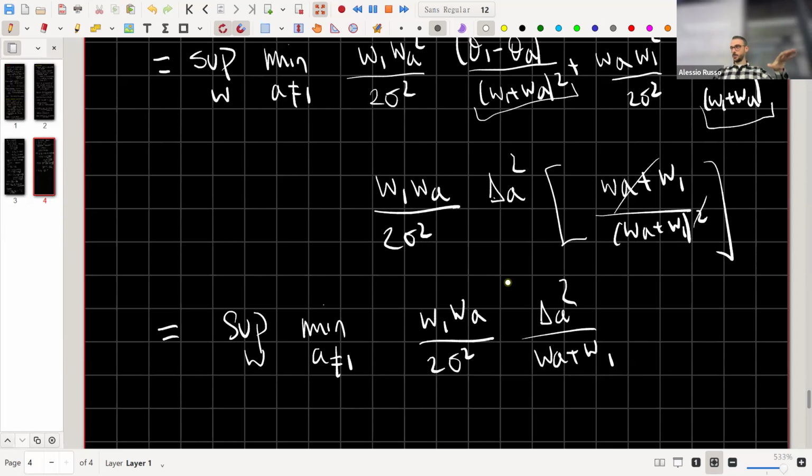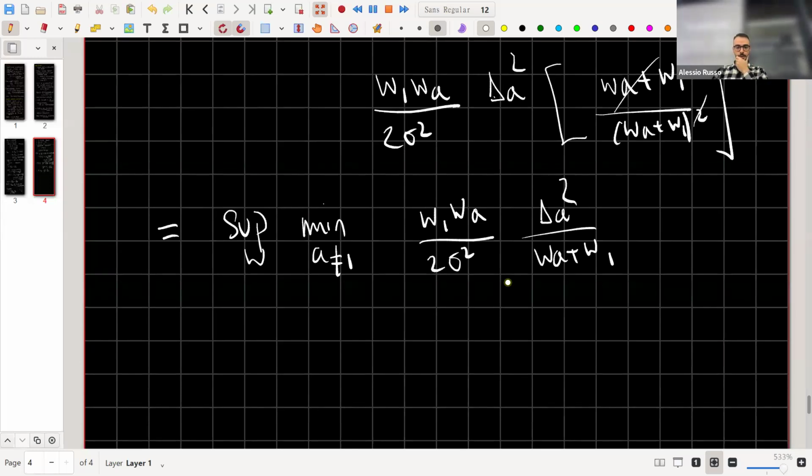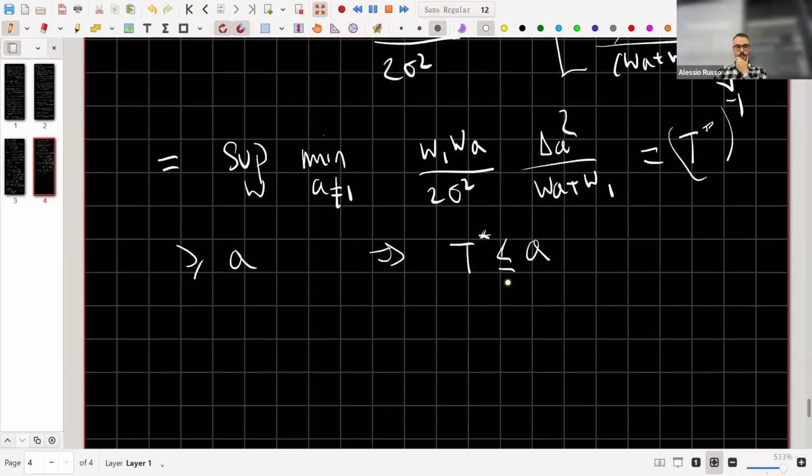Okay, so now that we have this simple expression, we can play with it a little bit. So remember that this is the inverse of T star. So if we manage to lower bound this quantity by A, then this means that T star is upper bounded by 1 over A. So how do we lower bound this? Well, we just need to make a smart choice of W. Because T star is taking the supremum over W, we can just take any W. It doesn't need to be the best, but otherwise maybe we get an upper bound that is too loose. We want to get something that is still close.